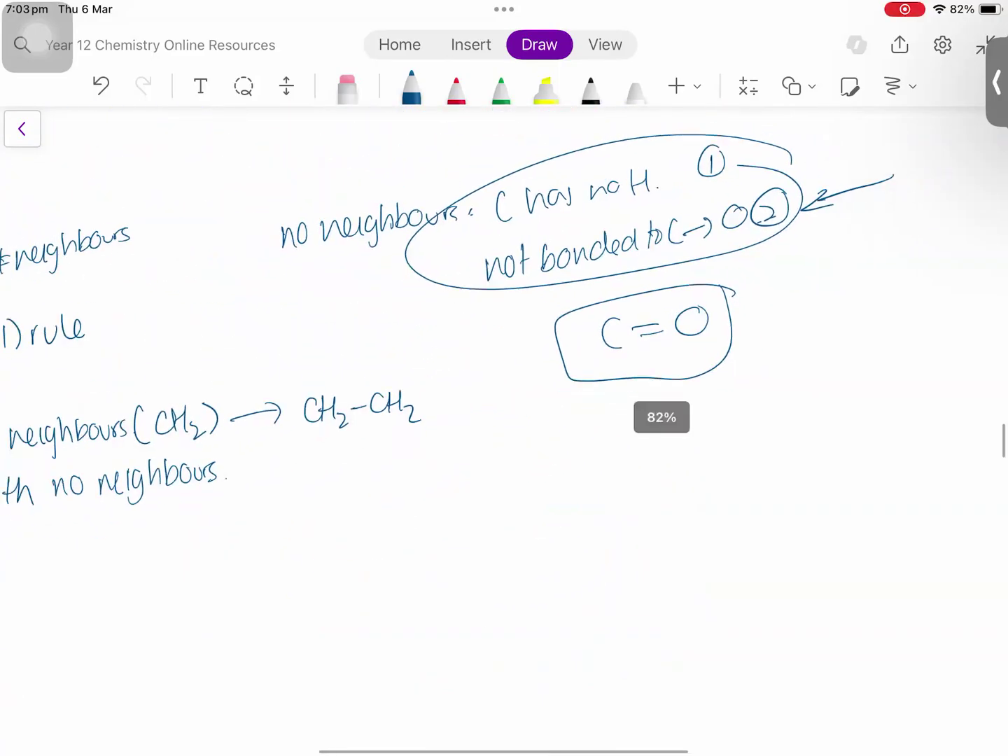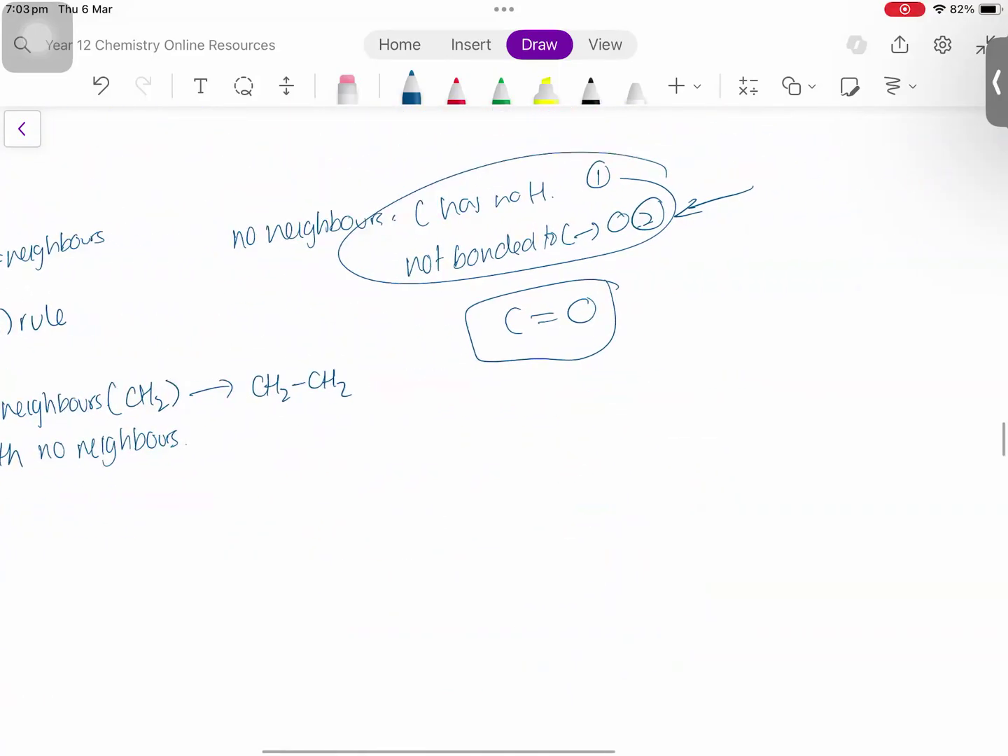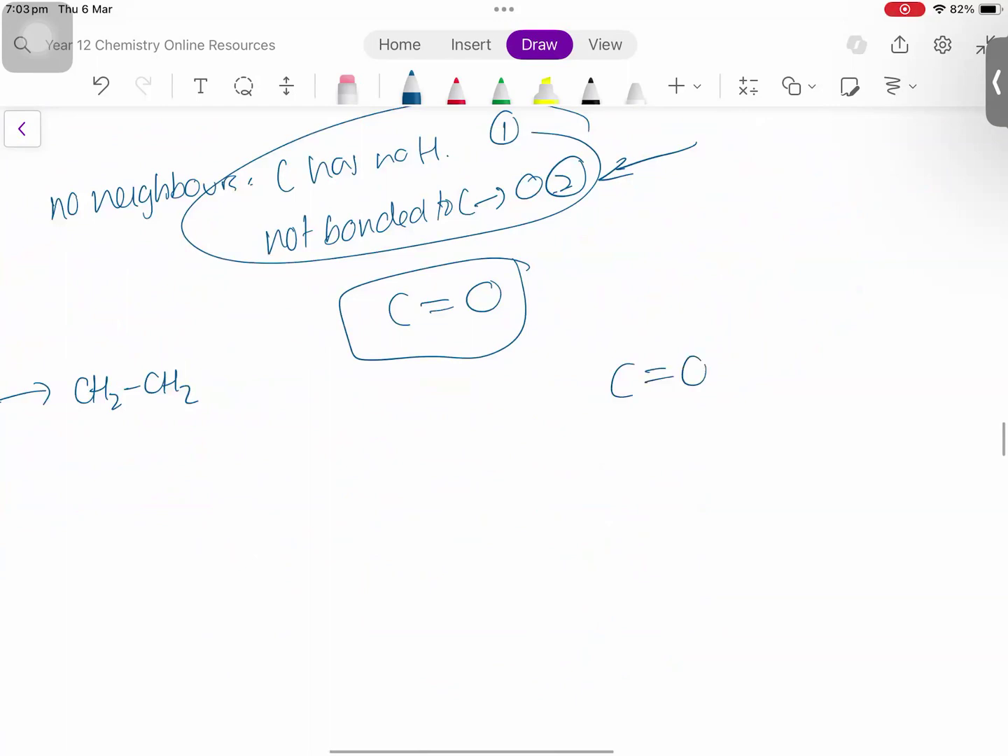So let me pretend. So this is the CH3 of no neighbors. Let me pretend I'm bonding it to oxygen. Possible? No. Okay. Oxygen forms maximum two bonds. Once again, Year 11 Module 1 explanation based on valence electrons. So it's not bonded to the oxygen.